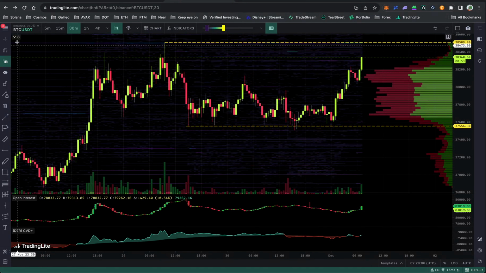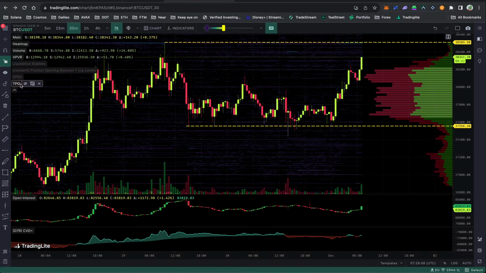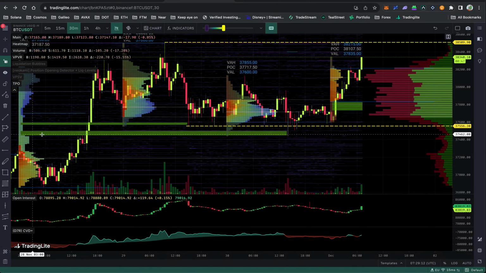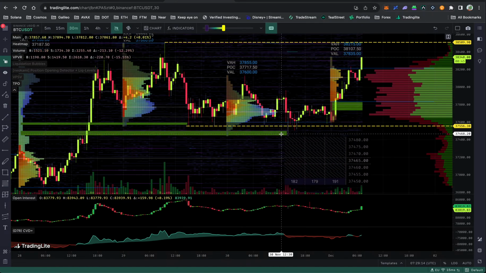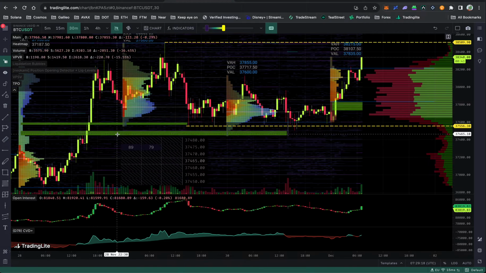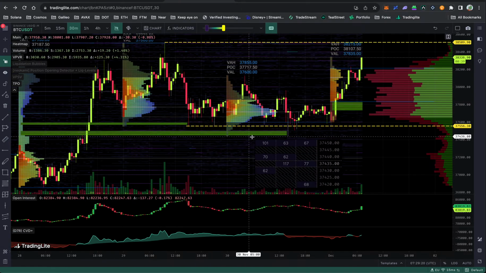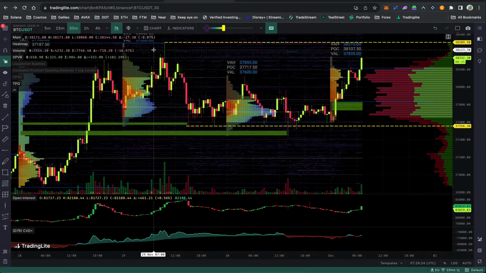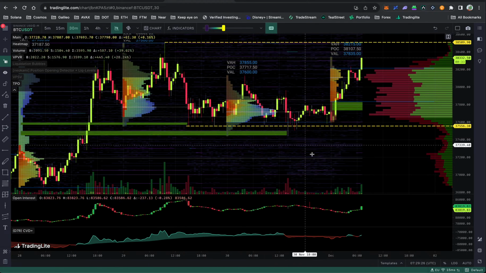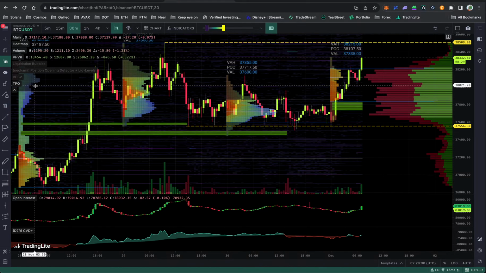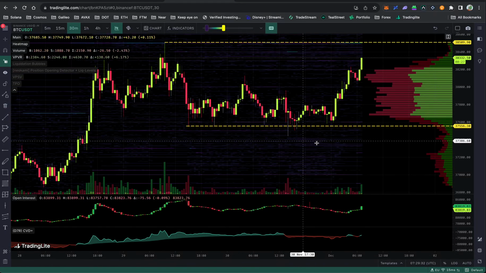And then this is maybe a little technical, but if I turn on the TPO, you can see that swing failed right into what this green line here is, what's called single prints. So when price moves so fast through a level, it misses that liquidity. So price tends to, after a big move up here, come back and take what's called a single print. Okay, but I'll turn that off for now.